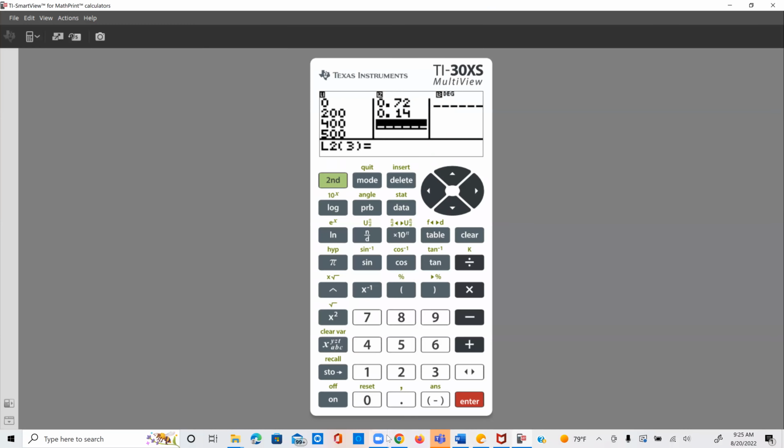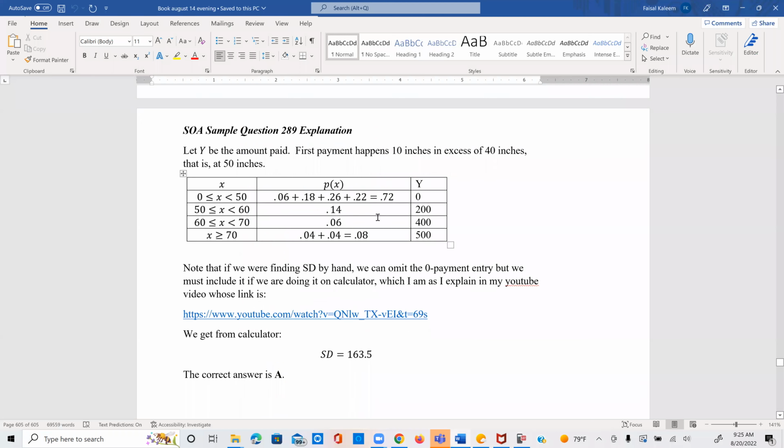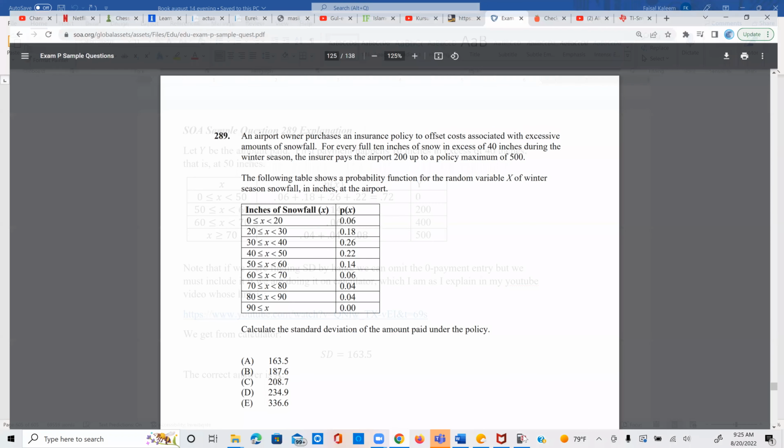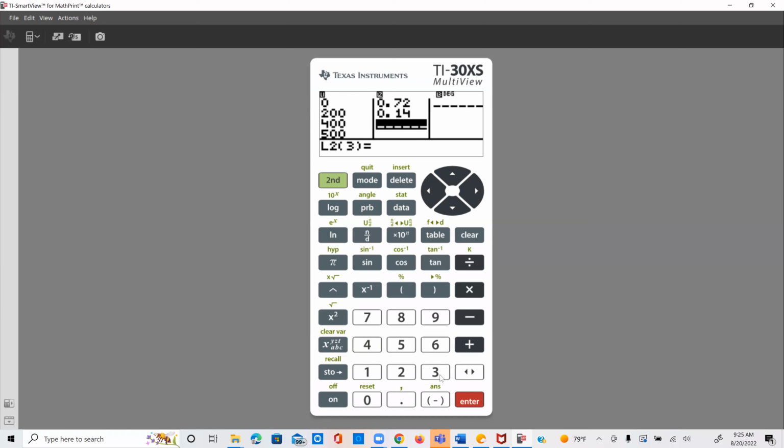Let's go back to the Word file. For 200, it was 0.14. For 400, it was 0.06, and then 0.08 for 500. So 0.06 and 0.08.